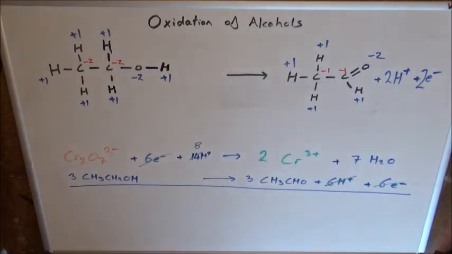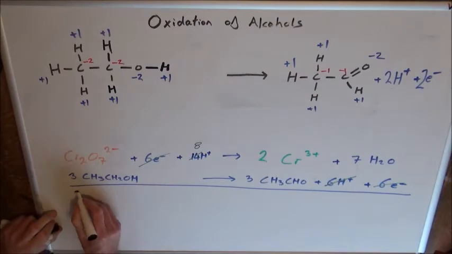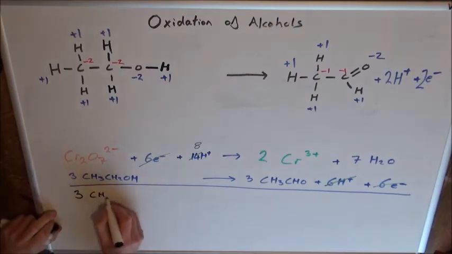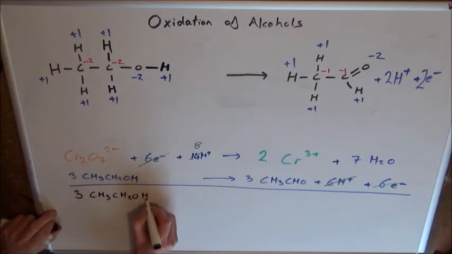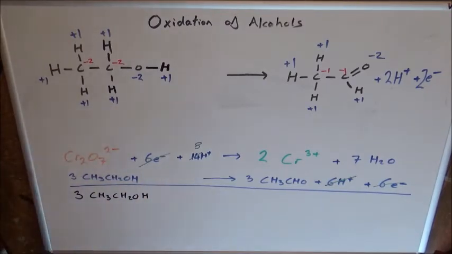So now I will combine the equations. So I have 3 ethanol molecules, I'll put the dichromate(VI) in orange to remind you of its colour, because as I said earlier, it's very important to remember this.